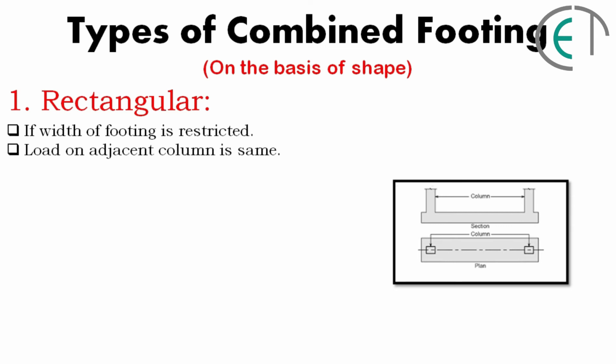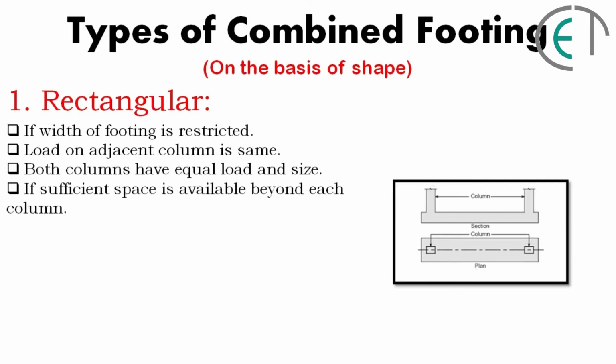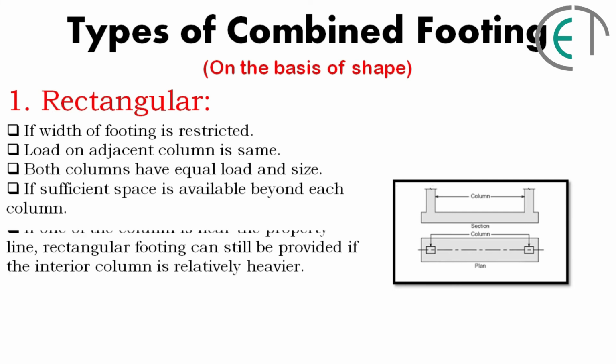Load on the adjacent column is the same. Both columns have equal load and size, as you can see in the picture, if sufficient space is available beyond each column. If one column is near the property line, a rectangular footing can still be provided if the interior column is relatively heavier.